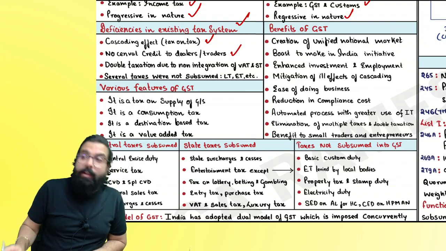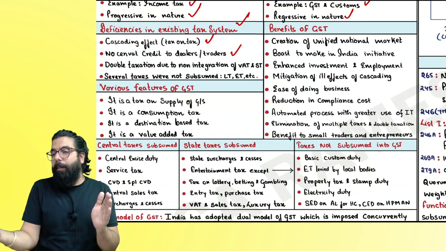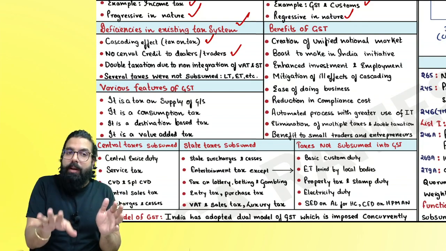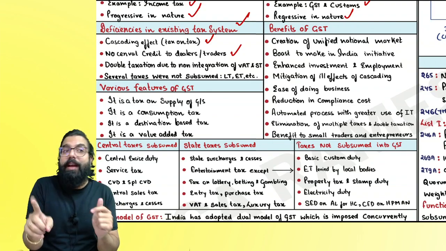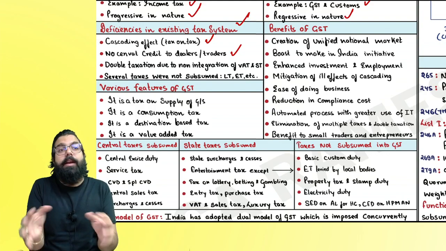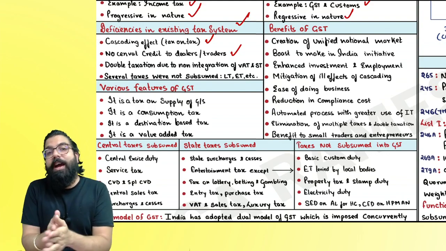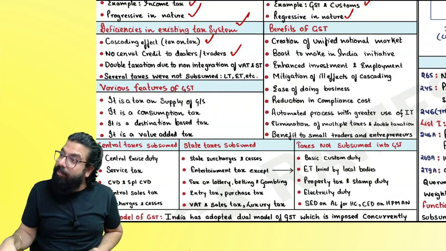The second one is no set-off credit to trader or dealer. So when the manufacturer sells the goods to the trader or dealer, the manufacturer charges what? Excise. And the excise credit was not given to a trader or dealer. When excise credit was not given, it will form part of his cost and again the cascading effect starts.